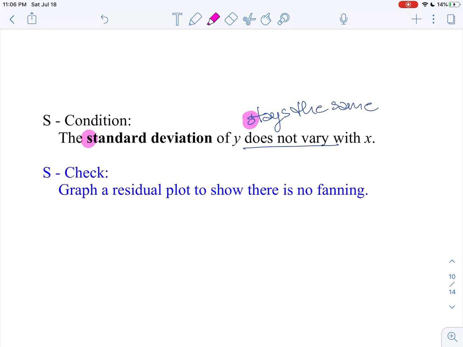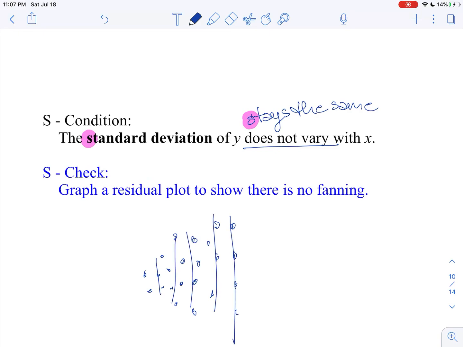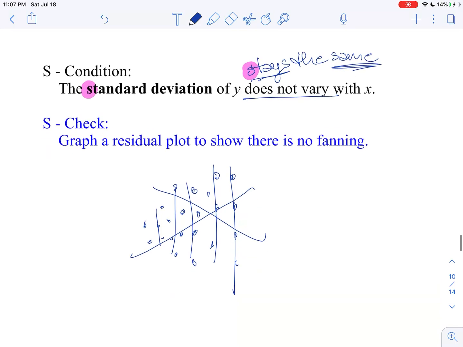And the check then is we graph a residual plot and look for fanning. We do not want to see fanning, because if you have a residual plot that starts out pretty close together and then starts getting spread out farther and farther, then obviously for each of those X values, we don't have the same standard deviation for the Y's. They're getting more and more variable. That's why the residual plot's fanning, so we do not want that. If they're the same, then we should not see any fanning in our residual plot. Okay, and so that's our step 2, that S lines.